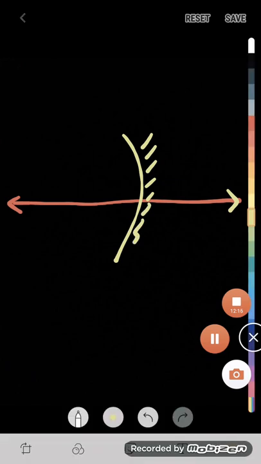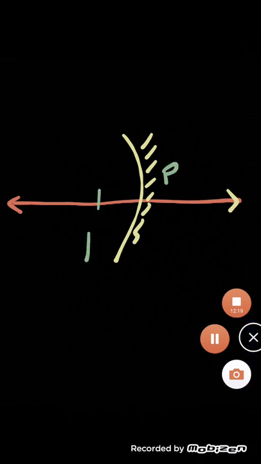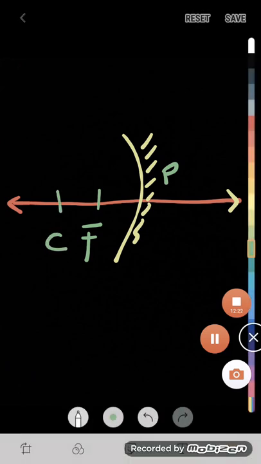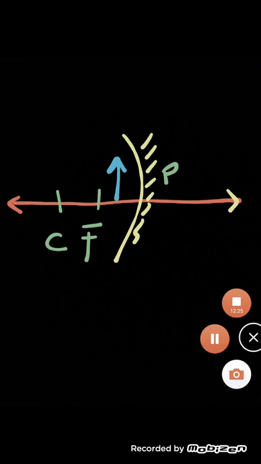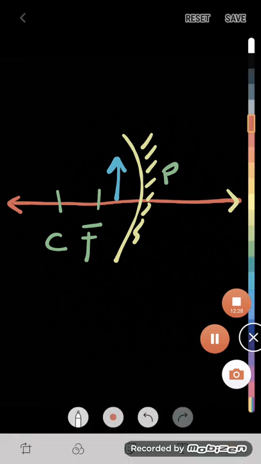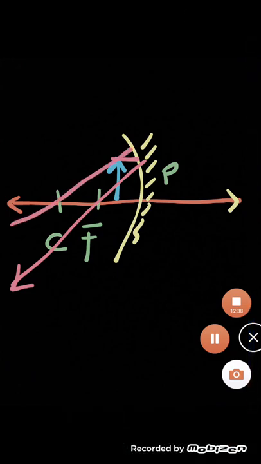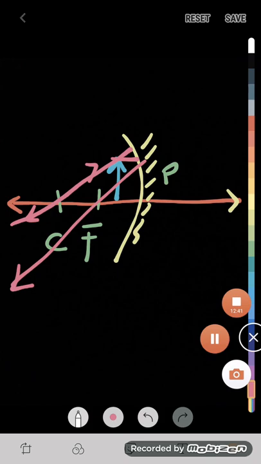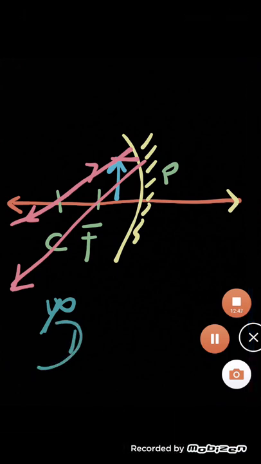Okay, so let's see the last one for today. Now this is a mirror, suppose, pole, focus and center of curvature. So if the object is kept between pole and focus, what happens? Parallel passes through the focus, right? And then the ray through the center of curvature traces back the same path. Are they meeting on this side? No, they are not meeting on this side, because they are diverging, right?